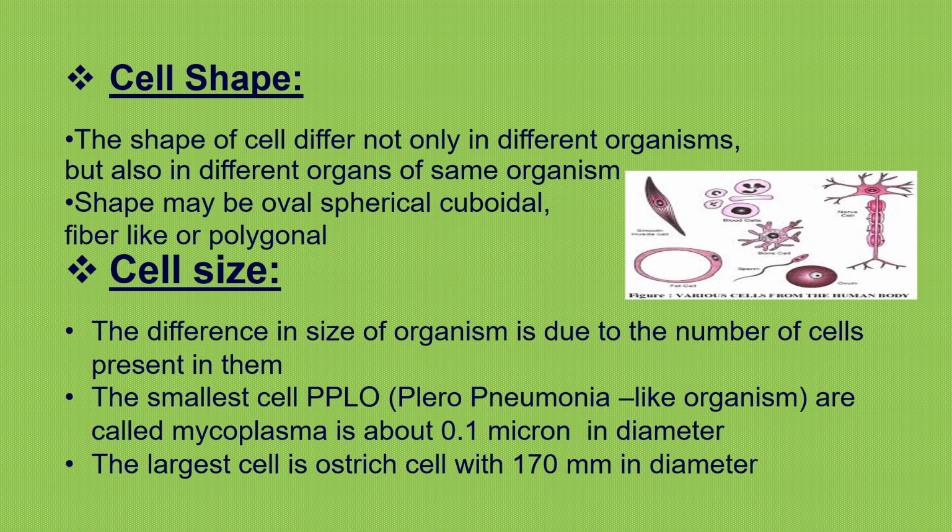The smallest cell is of the pneumonia organism and the largest is of the ostrich, which we can see through our naked eyes, which is 170 millimeter in diameter.